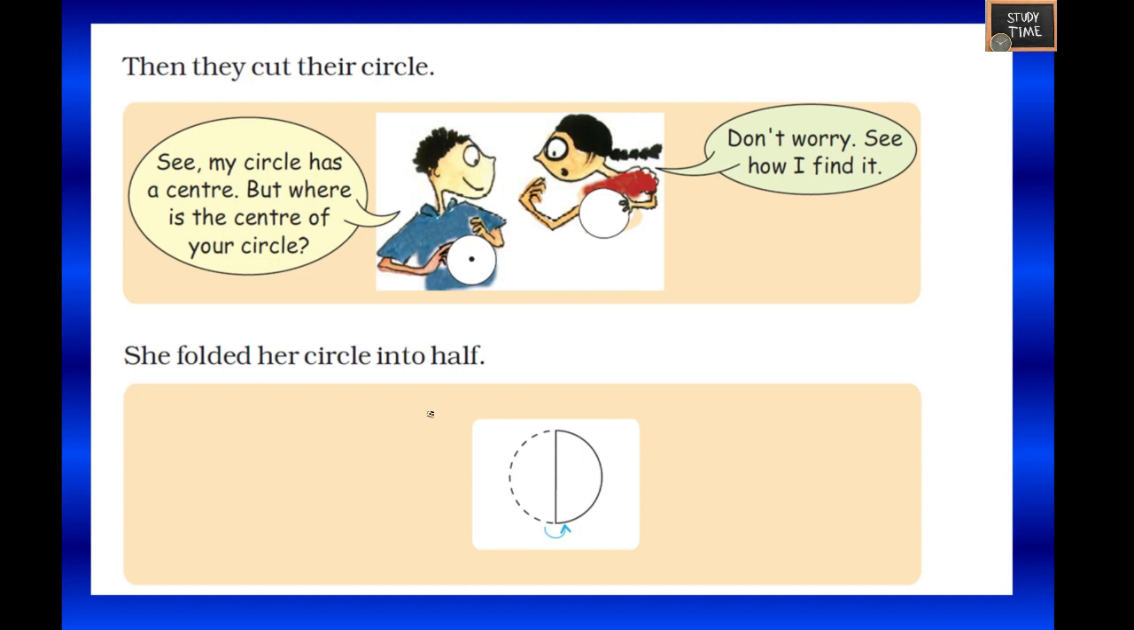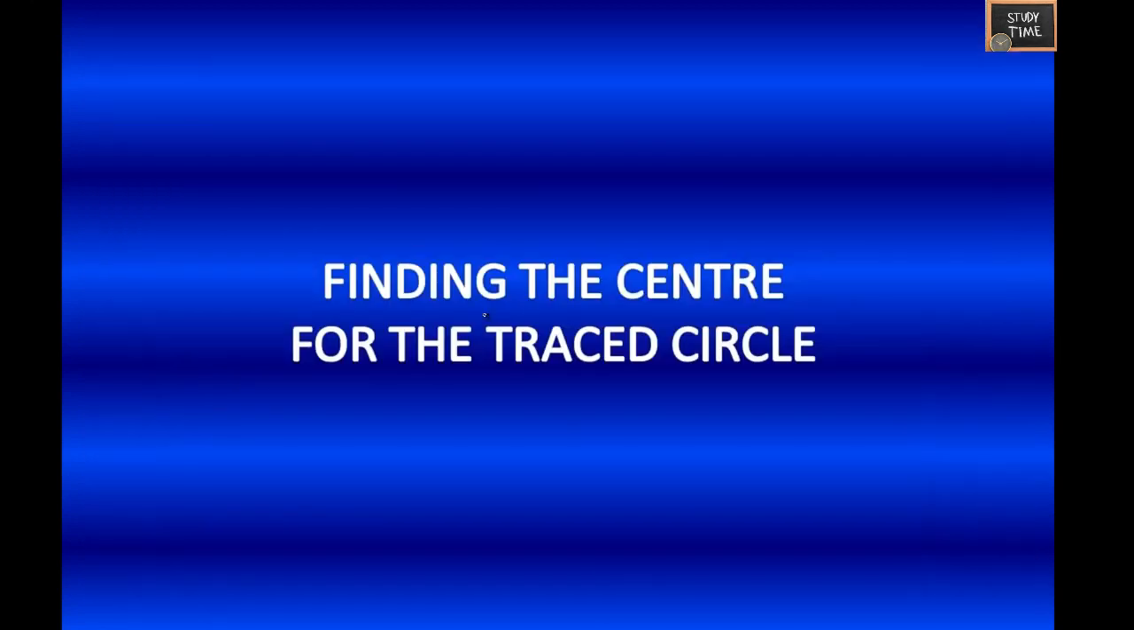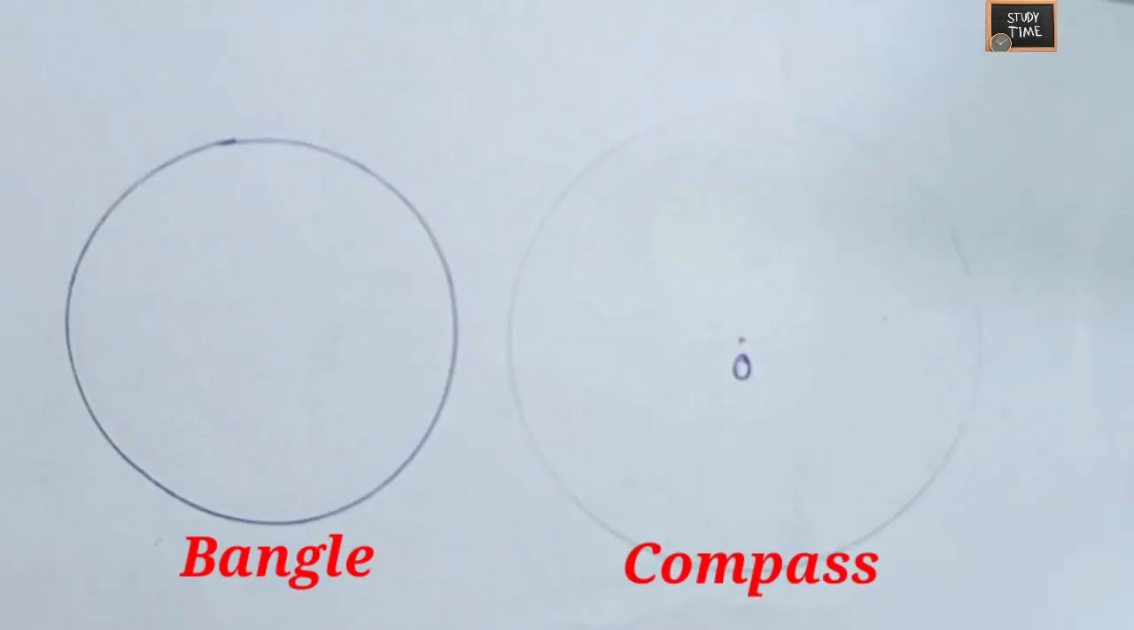They cut their circles. We all know that a circle made with a compass has a center point, but this circle does not have a center point. Can we all try how to make the center for the traced circle? Shall we see how to make a center for a traced circle? Yes. Next, we are going to find the center of the circle which we trace.